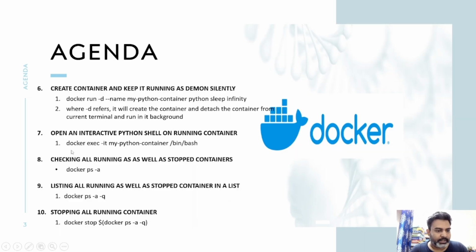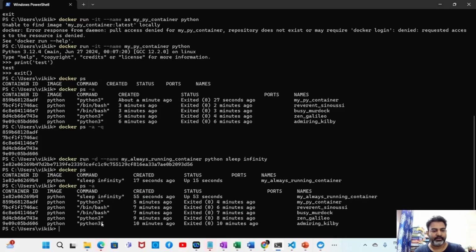Since my Docker container is running, I want to make use of that container to open a bash shell. So let me go to my terminal and I'll say docker exec, and if I want to open it in interactive mode, hyphen it, and my container name, always running, and I want to open a bash.